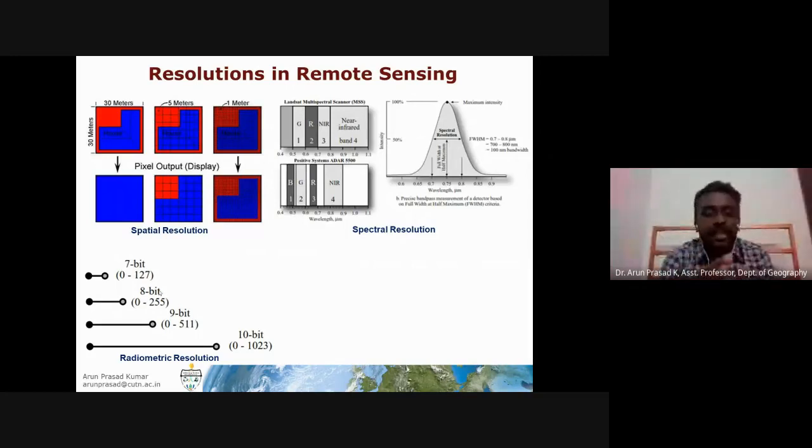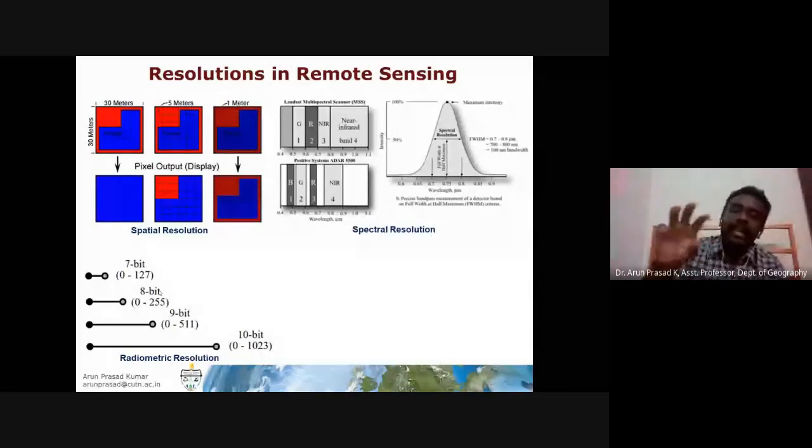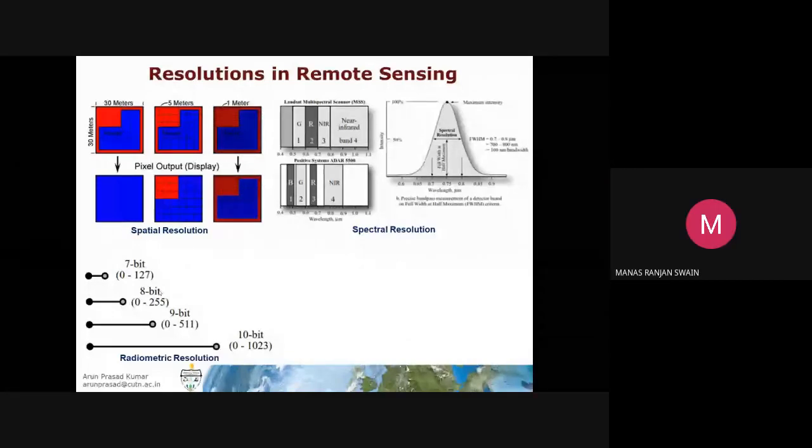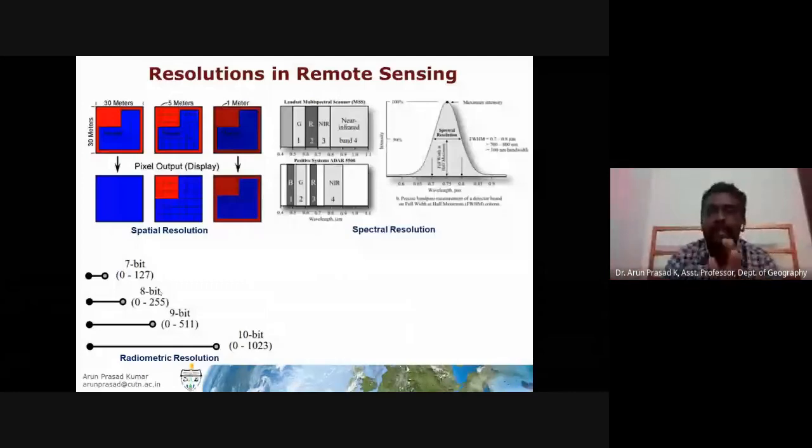What happens is, we have different surfaces in an urban environment which are similarly reflecting at a particular wavelength. If we increase the bit level, based on the intensity these would take different DN values, digital number values. So going to a much higher bit may increase the contrast between similarly reflecting objects. That is why we may choose a higher radiometric resolution for a strongly heterogeneous surface.